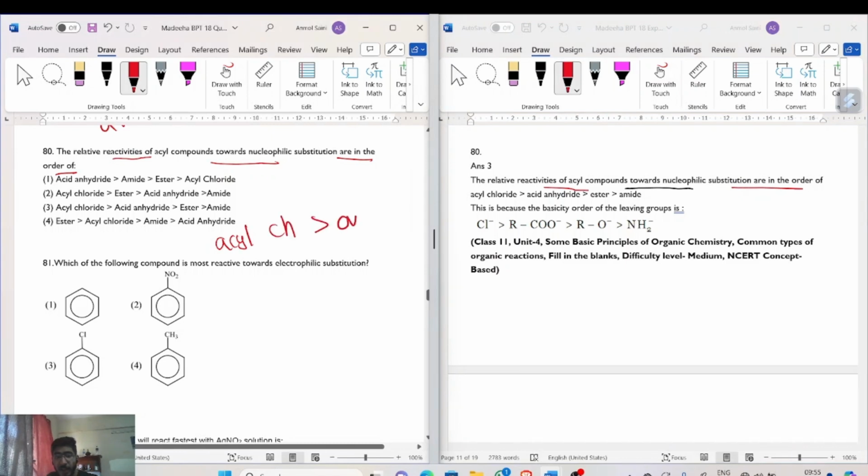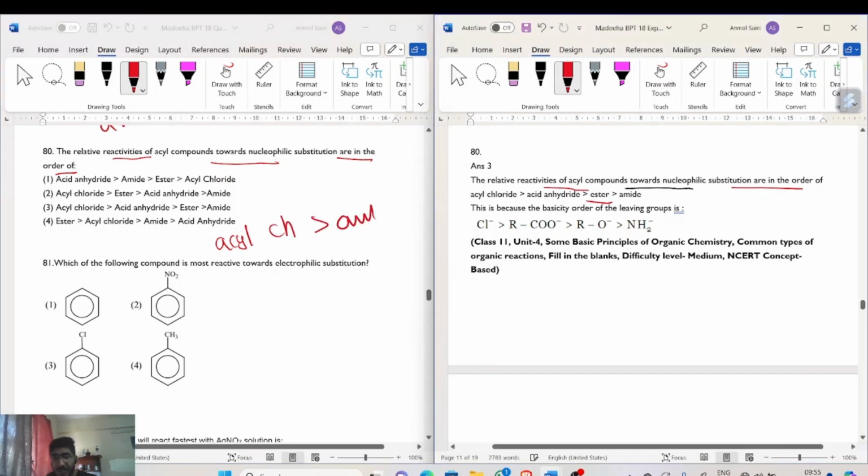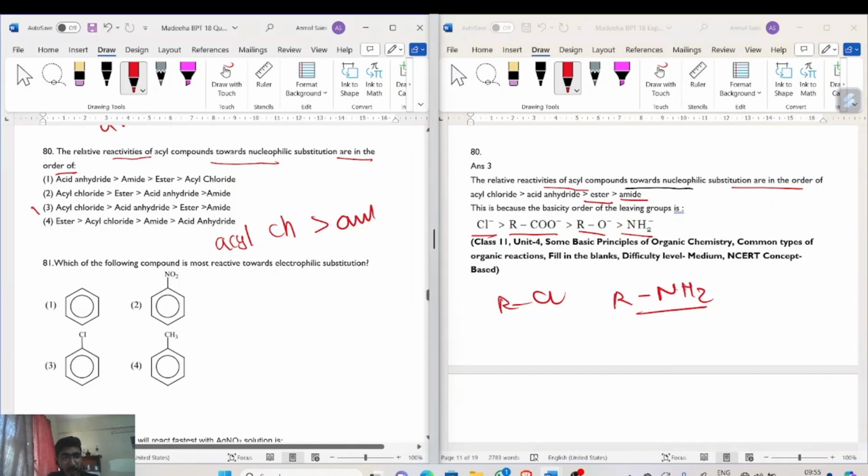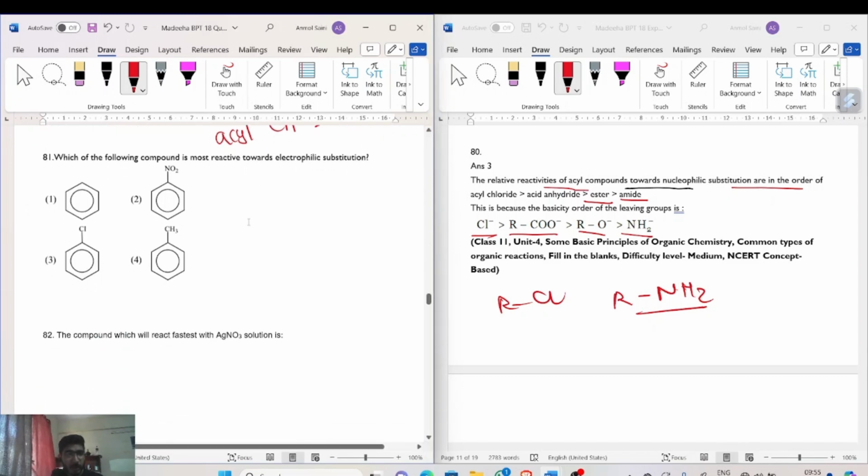Then we will have anhydride, then ester, then amide. So the order will be RCOCl, then the anhydride, then the ester group, then the amide group. Amide means RCONH2 is the amide group. So the order of reactivity will be acyl chloride, then acid anhydride, then ester, then amide. So the correct answer will be option number 3.